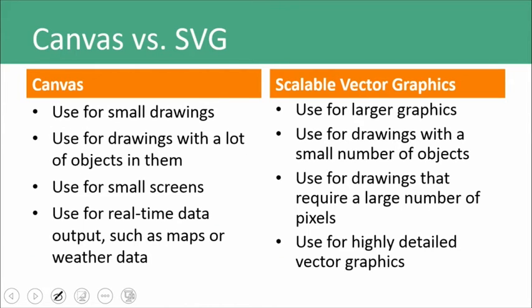All right, so when would we want to use Canvas versus SVG? Canvas is something that we'd want to use for small drawings or drawings with a ton of different objects in them. Like I said earlier that we could use Canvas for creating video games, and so it's really great for complex things like that, right? It's good for small screens and then also great for real-time data. So if you have like a stock ticker or maybe you're checking out NBA scores, something along those lines, or maps or weather data, Canvas is absolutely wonderful for that because it'll update in real time.